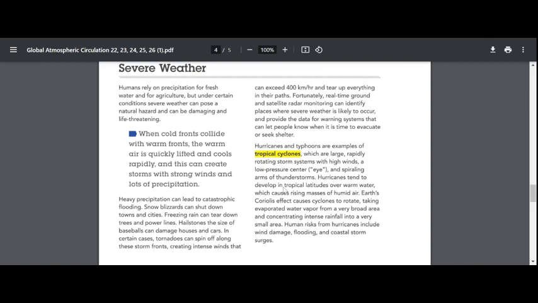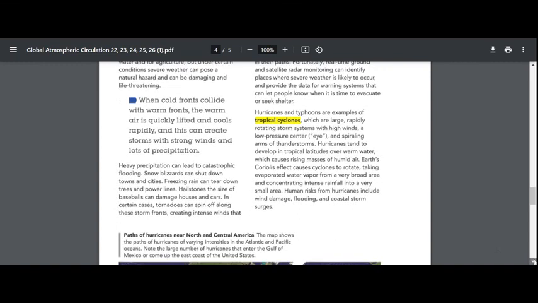Hurricanes tend to develop in tropical latitudes over warm water, which causes rising masses of humid air. Earth's Coriolis effect causes cyclones to rotate, taking evaporated water vapor from a very broad area and concentrating intense rainfall into a very small area. Human risks from hurricanes include wind damage, flooding, and coastal storm surges.